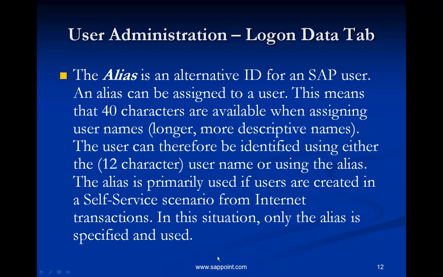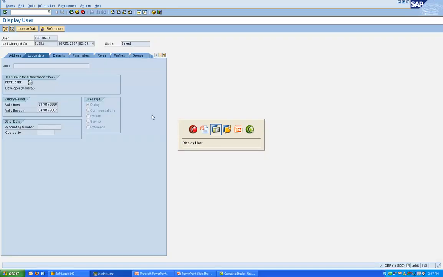So the alias field can be used for searching a user ID if you want. So if I say test user, and if I say Subba here, when I type Subba in SU01, my user ID will automatically get displayed.